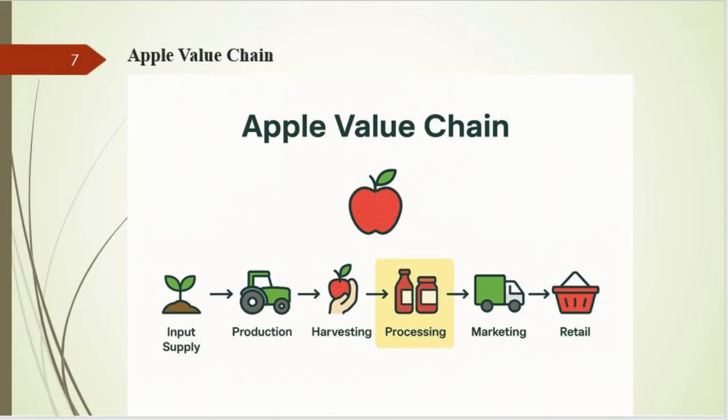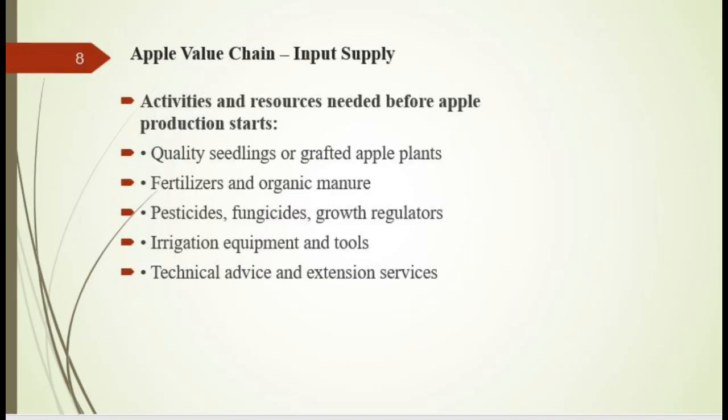Apple value chain overview. Now let's use apples as an example. The apple value chain includes seedlings, orchard harvesting, grading, storage, processing, marketing, and consumers. Each stage improves the product's quality or market value. Input supply. Before apples can be grown, farmers need quality seedlings, fertilizers, organic manure, pesticides and fungicides, irrigation equipment, and technical advice. Good inputs lead to healthy apple trees and higher yields.